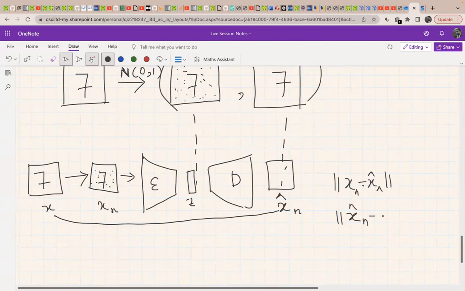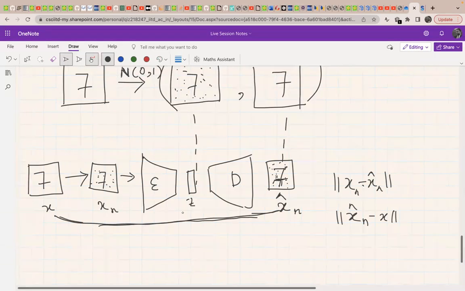xn hat minus x. As I told, whatever your end goal is, you want that to be minimized, right? So you want the distance between this noisy reconstruction of 7 and the clear reconstruction of the 7 to be minimized. So that's why in the loss function you have to put this. You want this distance as the loss, such that when it is minimized, the distance between the noisy 7 and the actual 7 will be minimized, and you will get a clear 7 at the end.